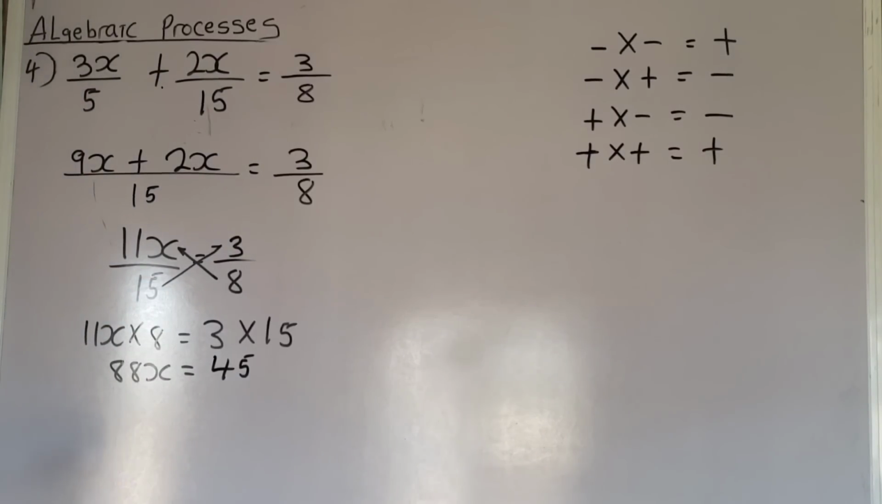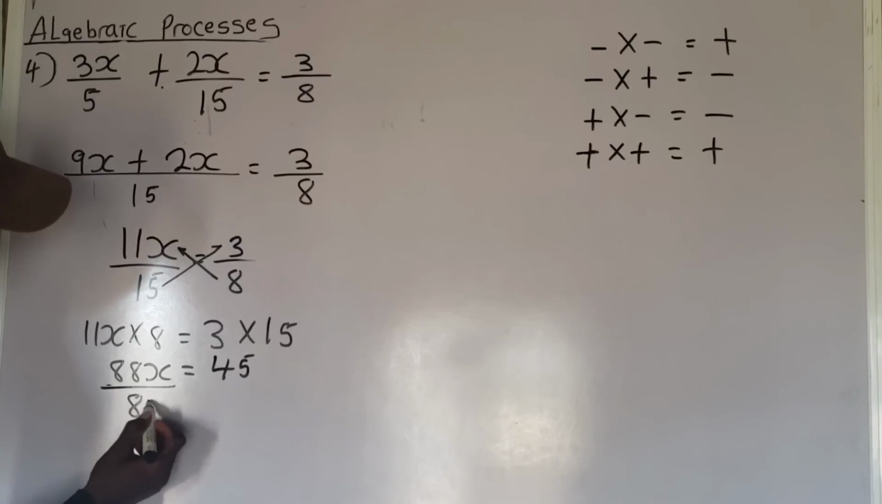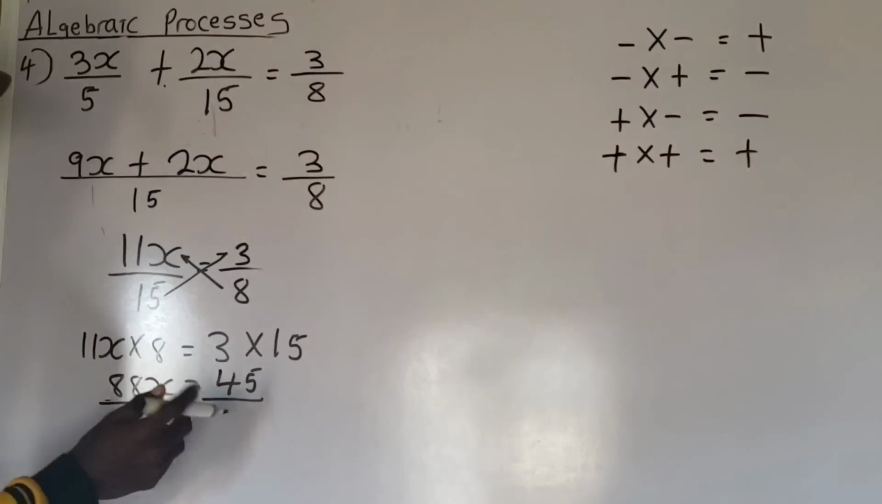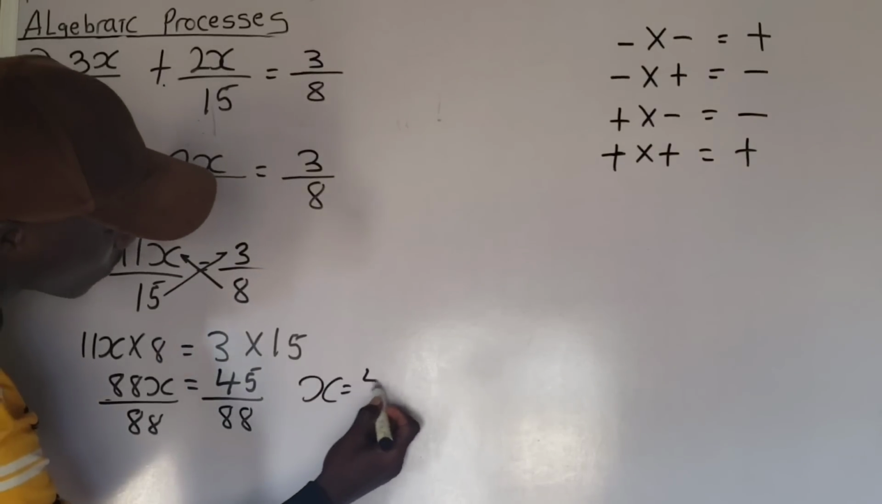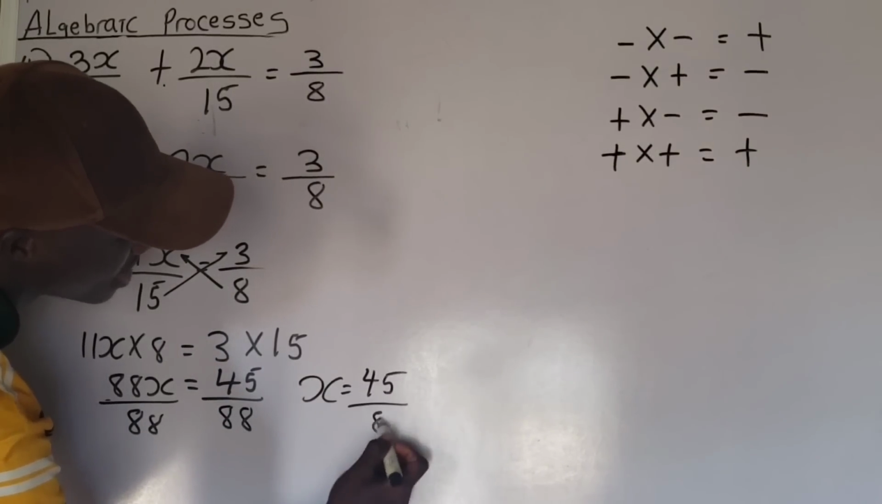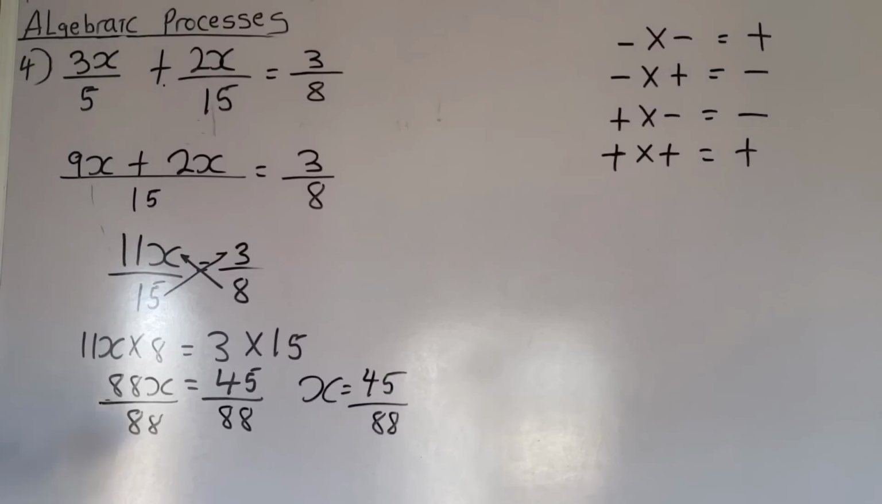Okay, don't forget that the aim is to determine the value of x. So I'm going to divide both sides by 88. So for this, I'm going to have x divided by 88 and also 45 all over 88. So x is equals to 45 over 88. Do you understand? That is the value of x.